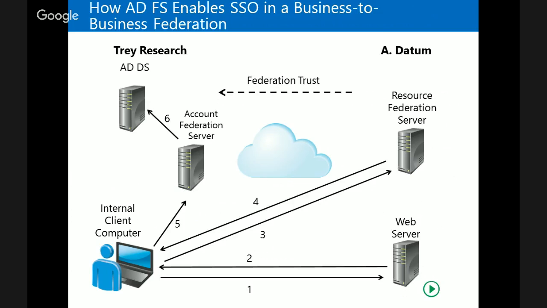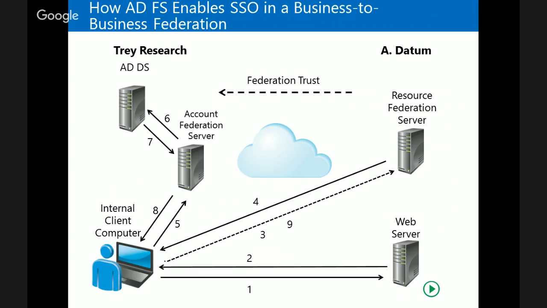Both sides have to have federation services installed to establish this? Yes. So yes, both sides need federation service. So the account federation server contacts Active Directory, verifies a user account, builds the claim ticket, that security ticket, passes it back to the computer, which then sends it back to the federation server at A. Datum.